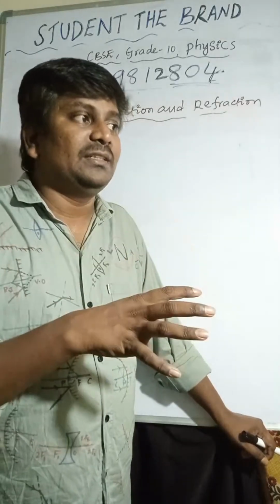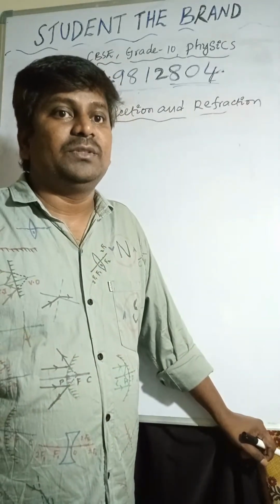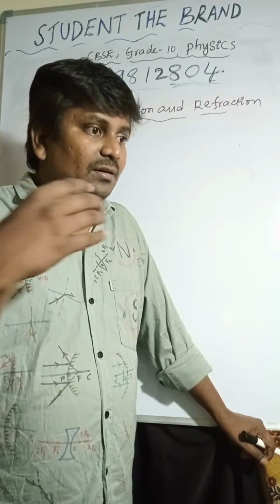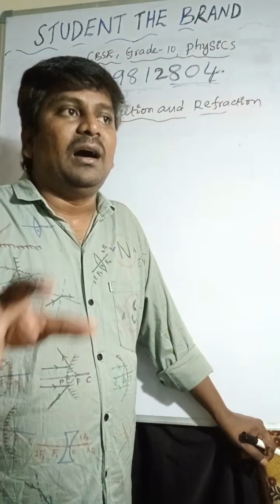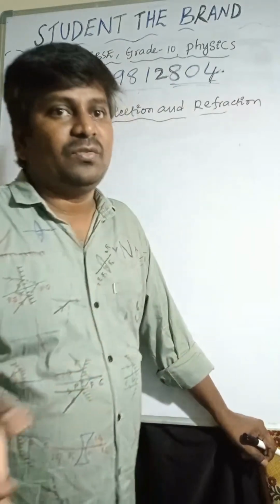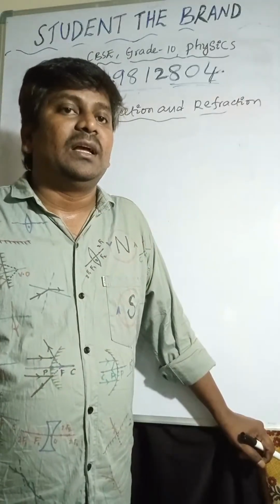So that is about sign conventions. Here we need to discuss ray rules, and I'll explain image formations. After that, sign conventions, mirror formula and magnification. So these are the points.